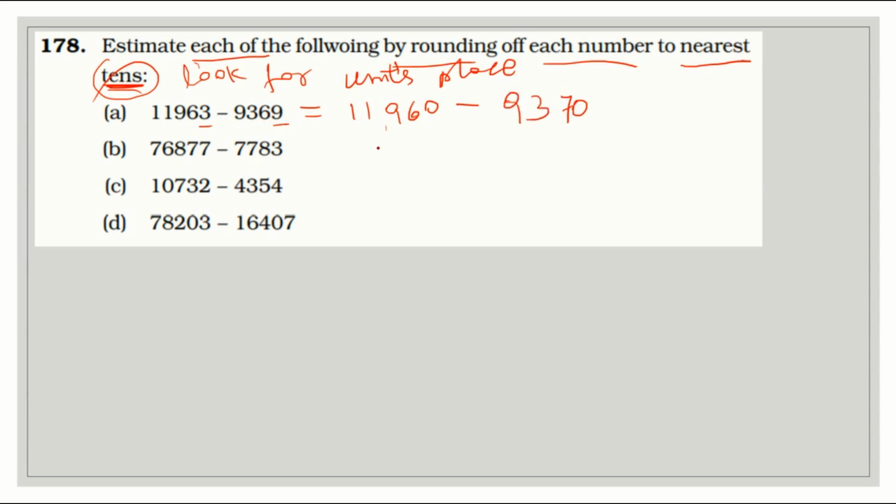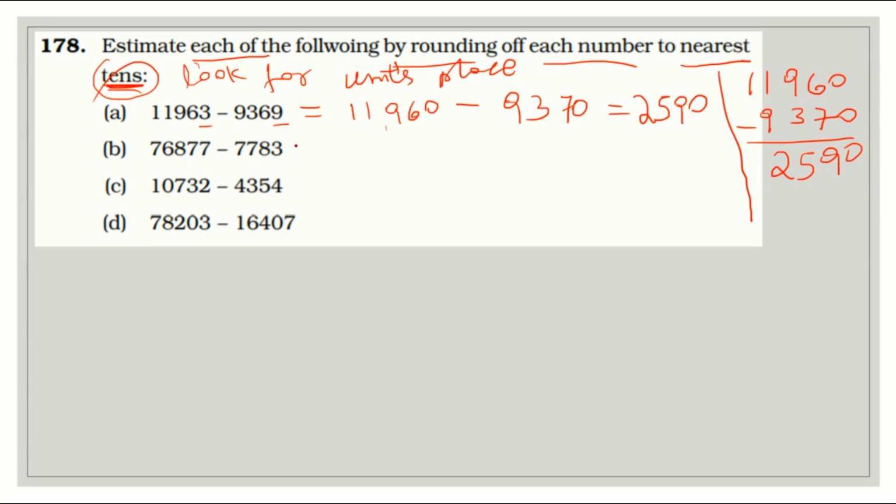So 11,960 minus 9,370 is to be done. That will be the answer. 11,960 minus 9,370. 0 minus 0, 0. 6 minus 7 cannot be done. So 16 minus 7 is 9, by borrowing. 8 minus 3 is 5, and here 11 minus 9 is 2. So the answer is 2,590.